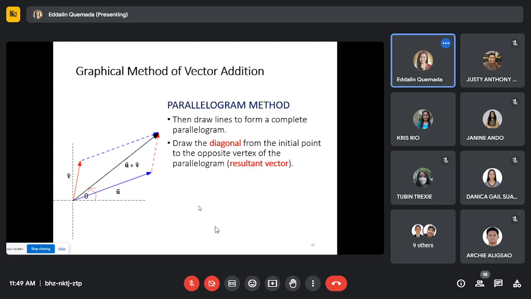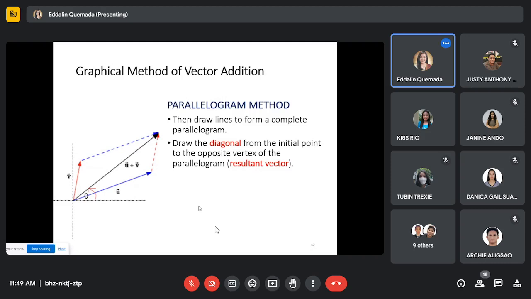I will proceed, class. This time, we go to the analytical method of vector addition. We still have 10 minutes. The head to tail and parallelogram methods presented earlier are the graphical methods of vector addition. This time, there is another way of vector addition by means of computation, which is called the analytical method.